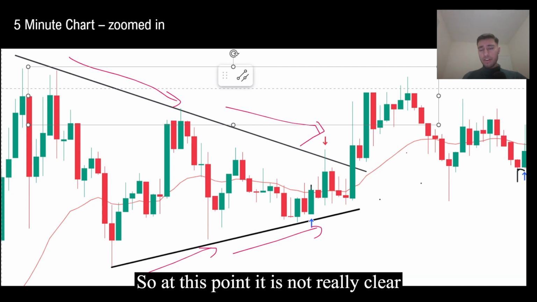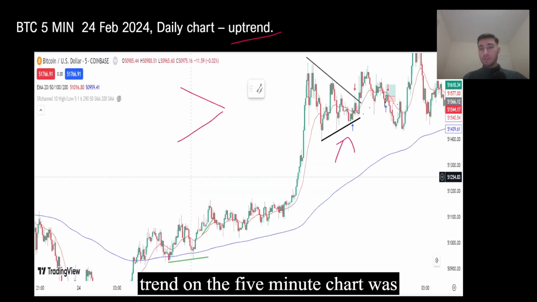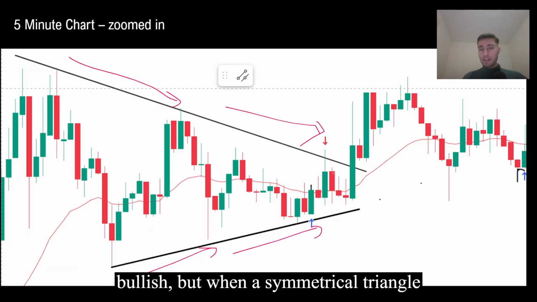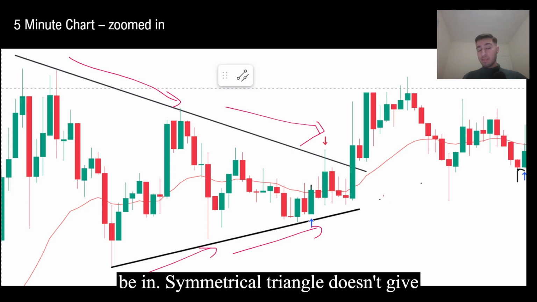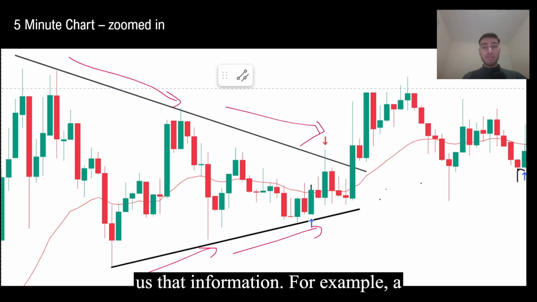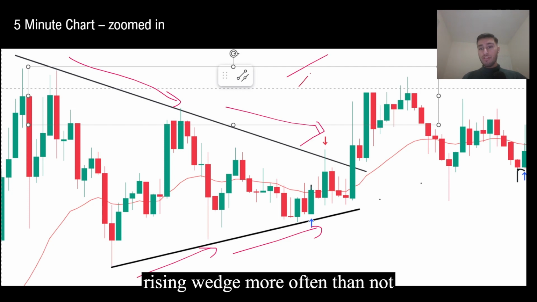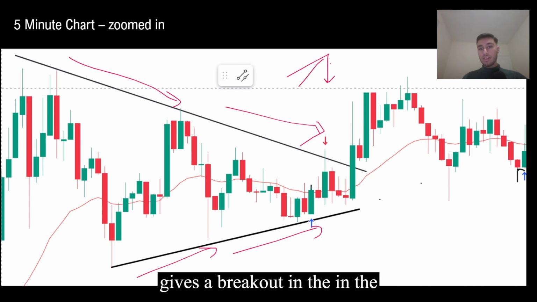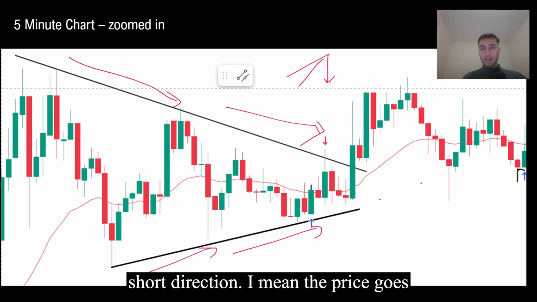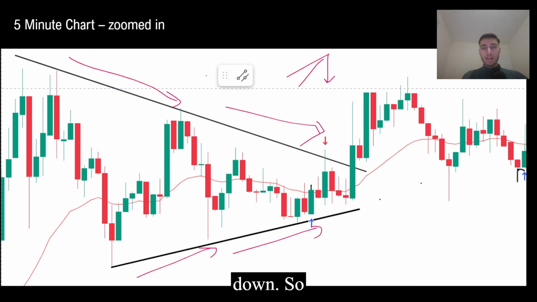So at this point, it is not really clear whether we are in an uptrend or a downtrend. Well, in this particular subsection of the time frame, the overall trend on the 5 minute chart was bullish. But when a symmetrical triangle comes, we are expecting a breakout. We just don't know which direction it would be in. A symmetrical triangle doesn't give us that information. For example, a rising wedge more often than not gives a breakout in the short direction. I mean, the price goes down.